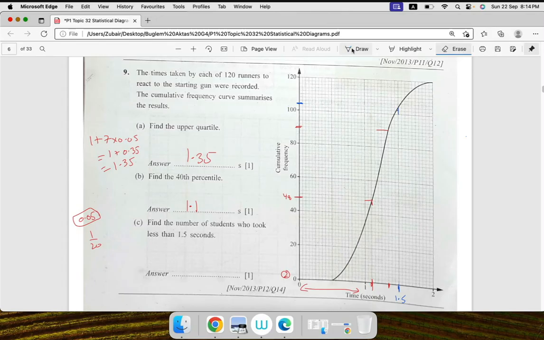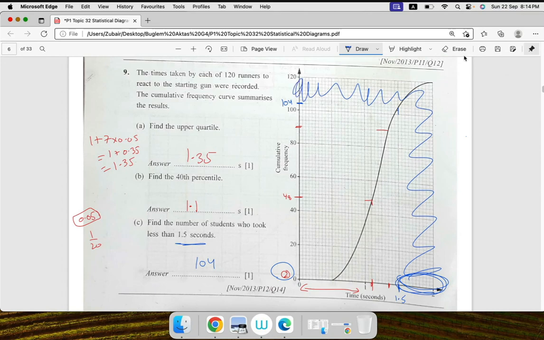Find the number of students who took less than 1.5 seconds. A hundred and two, right? These are 2 blue boxes. So this is 104. One small box measured 2. Okay. And then we have to subtract it from the... No. Number of students who took less than 1.5 are 104. These are who took more than 1.5. Oh, so it's just up to that point. Okay, so it is just your 104. Yes. Okay.